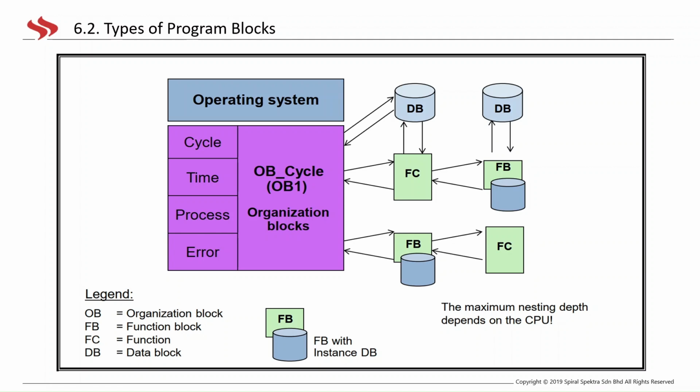Second, we have FCs or functions. Functions contain reusable logic but do not store internal memory, while function blocks or FBs are similar but can store data in an instance data block. So you can see this is a function. A function is on its own, while a function block has a data block where it can store data inside of it. Each block type serves a different purpose in structured programming.